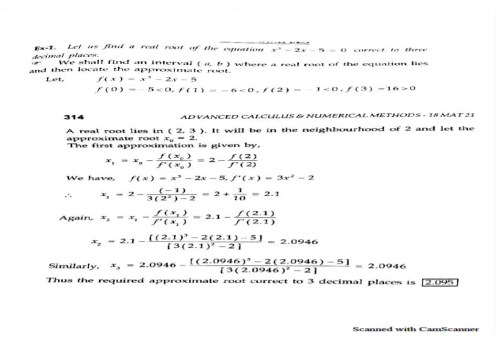So x2 is 2.0946 and also x3. Hence we say the value correct up to 3 decimal places is 2.0946, or it is said the approximate root correct to 3 decimal places. It is rounded up to 2.095.